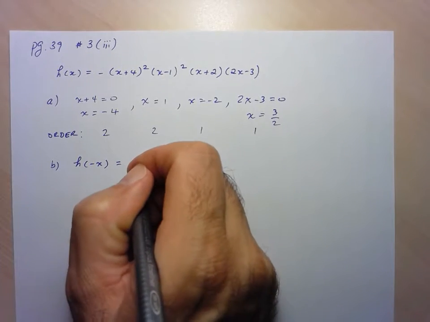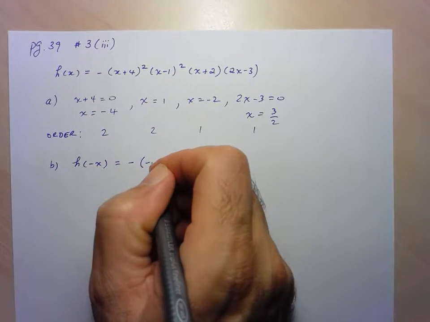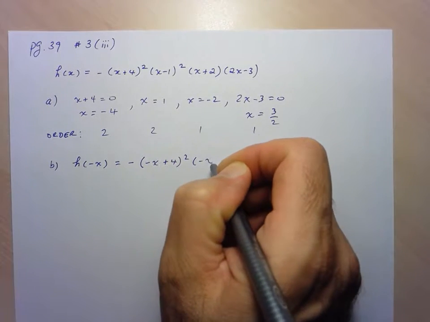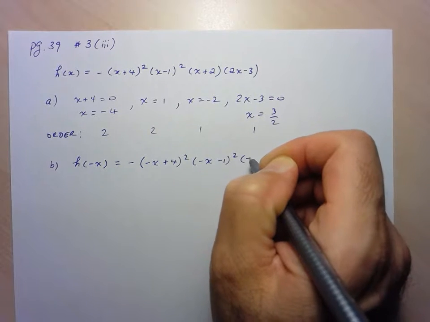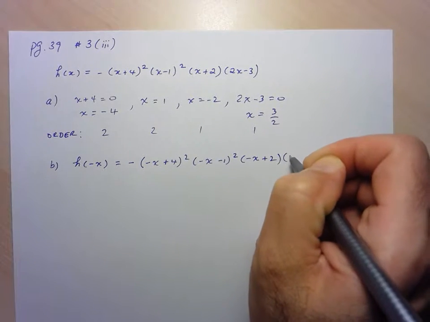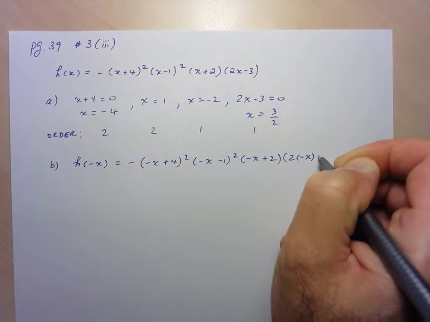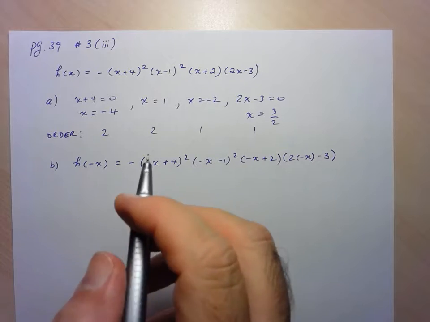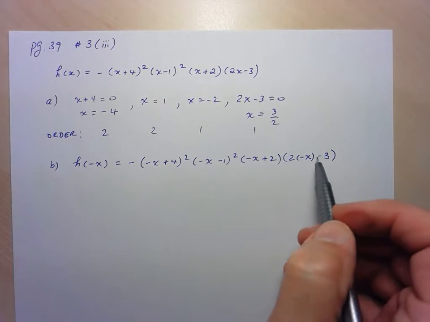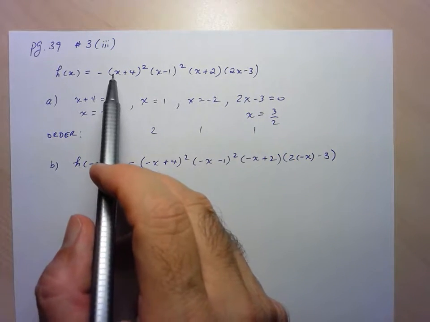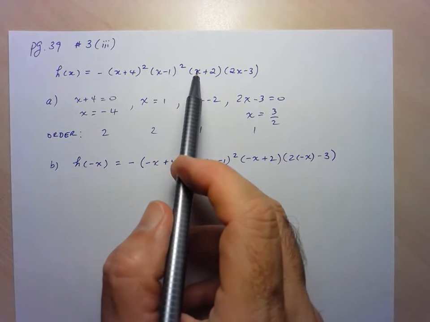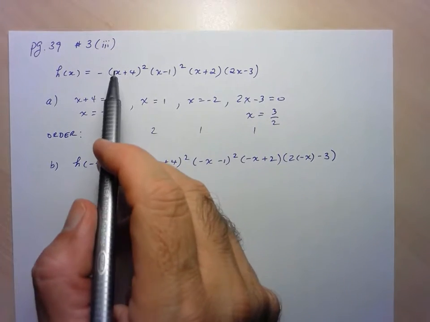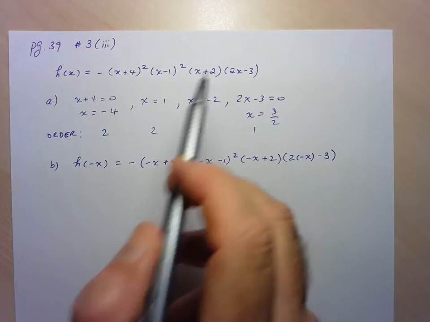So what do we have here? Instead of x, we're just going to replace that by negative x plus 4 squared, negative x minus 1 squared, negative x plus 2, and here 2 times negative x minus 3. In order to relate this expression to that one there, I see all these expressions have positive x's, and here positive 2x. So I'm just going to do what I can to achieve the same form for these variables.